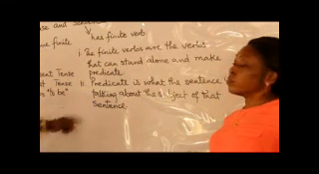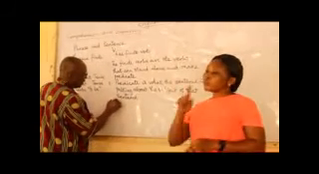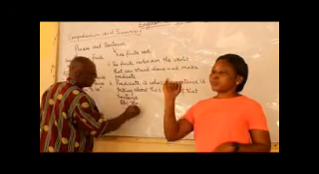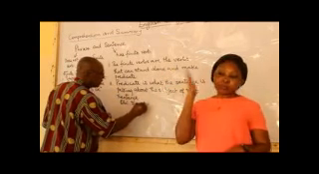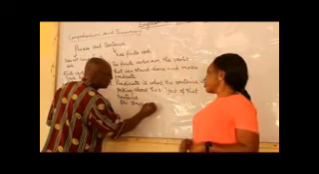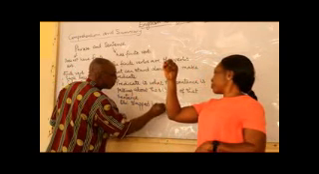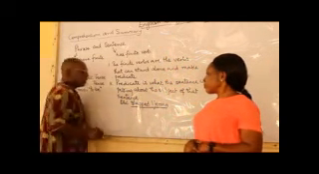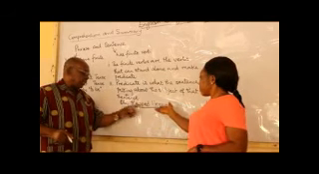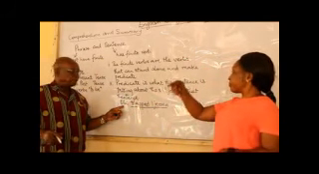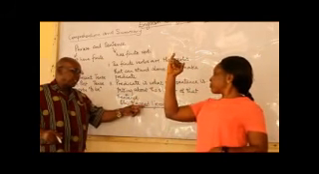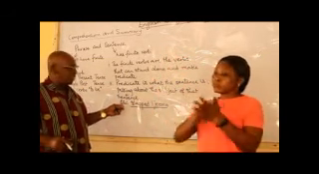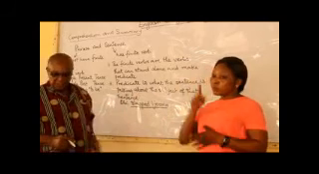For instance, in this case, if you say Obi slapped Ijoma, this is the predicate of the sentence. The sentence is telling us that Obi slapped Ijoma. It's telling us what Obi did.